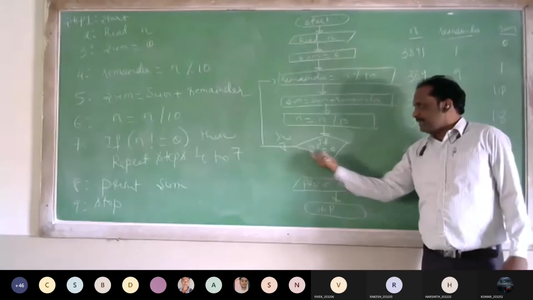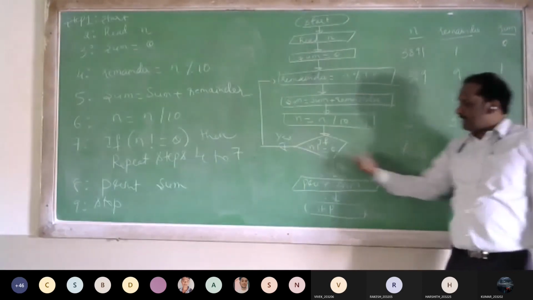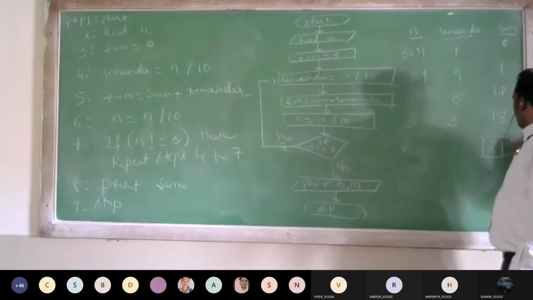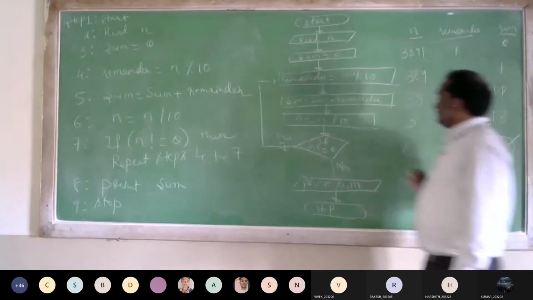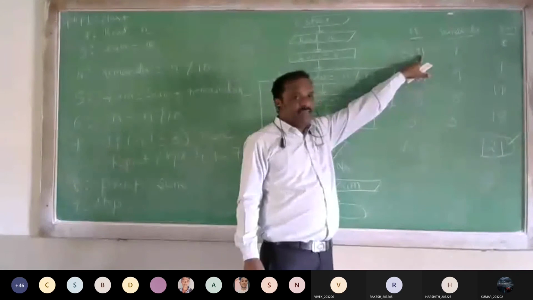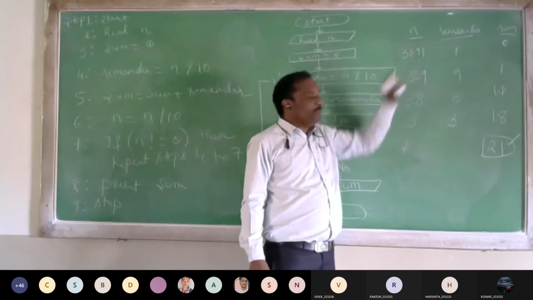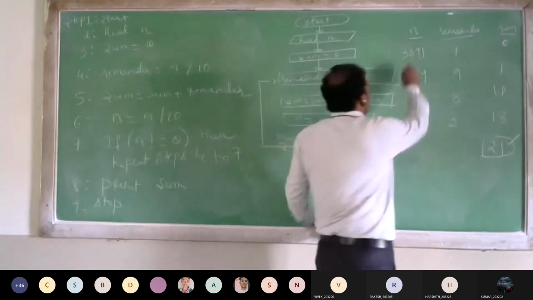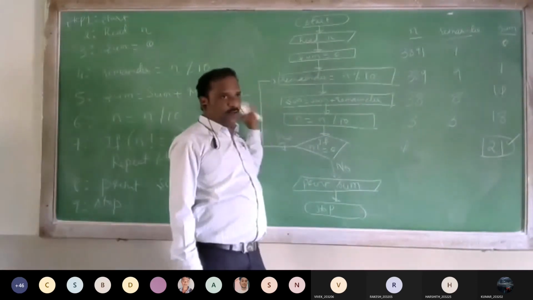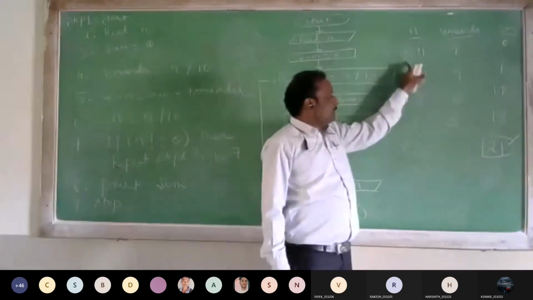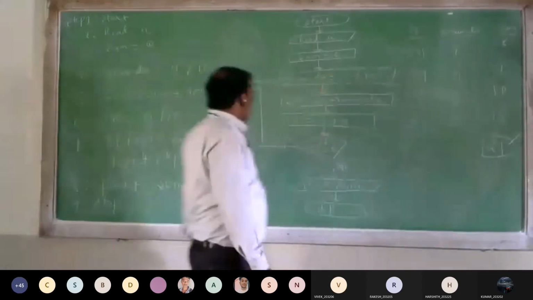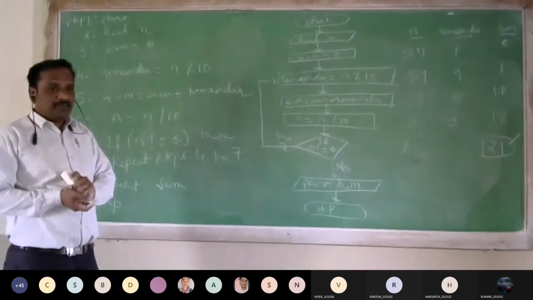Now check the condition. Is n not equal to 0? False. False means complete. Print sum. So what is the sum it is containing? By that time sum is containing 21. Now 3 plus 8, 11. 11 plus 9, 20. 20 plus 1, 21. So this is the mathematical sum. This is the sum we have got by algorithm tracing or flowchart tracing. So this mathematical sum, or manual sum, is equal to the tracing sum. Then we say that sum of digits works for any given value of n.